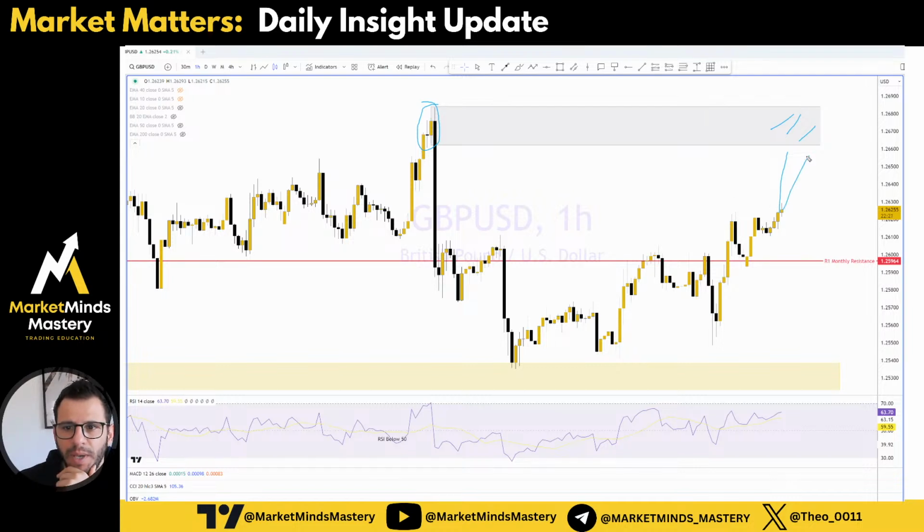So for today, maybe we're going to look for more bullish opportunities on the Great British Pound dollar. Guys, any currency pairs you're more interested?